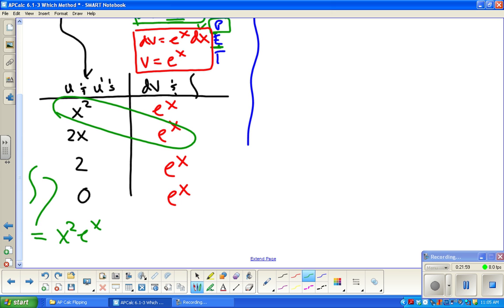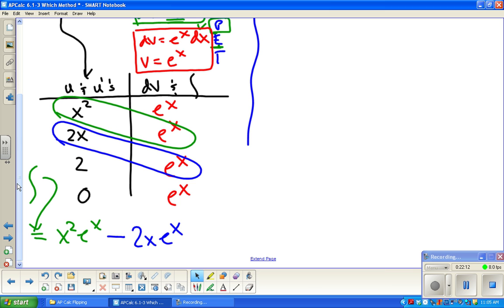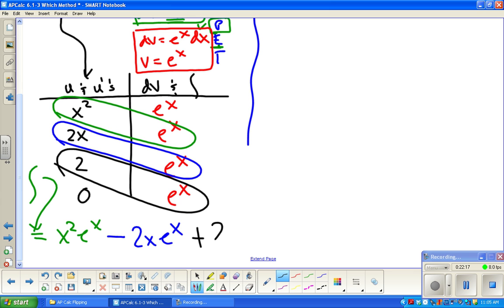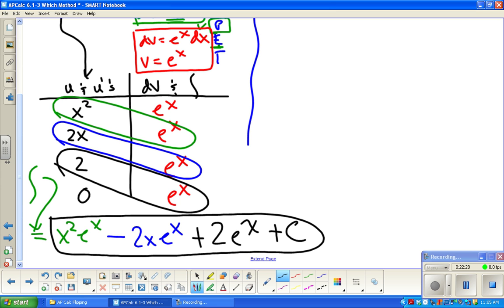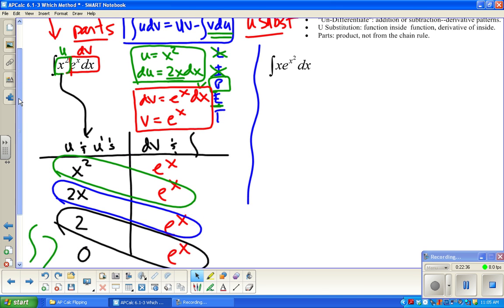So that initial antiderivative is going to be equal to x squared e to the x. Remember, the signs alternate. So this is going to be minus 2x e to the x, alternating signs, plus 2 e to the x, and then we're done, except for plus c. So that's by parts in the tabular method. Tabular just, again, means table. That was actually pretty straightforward.